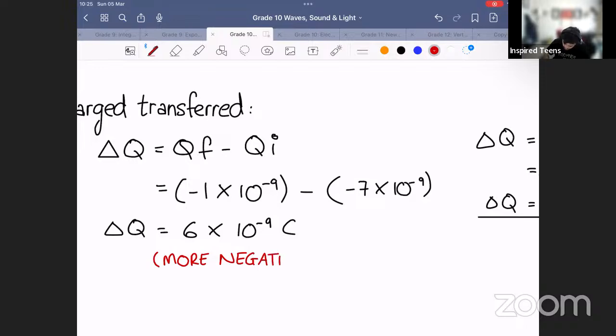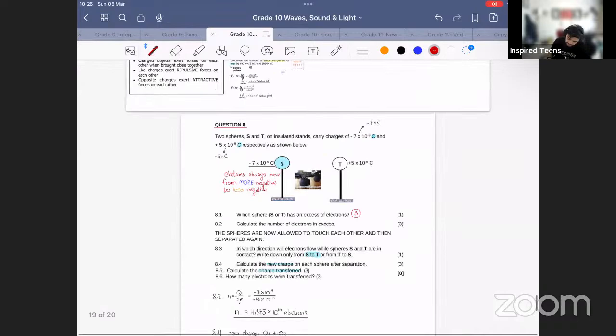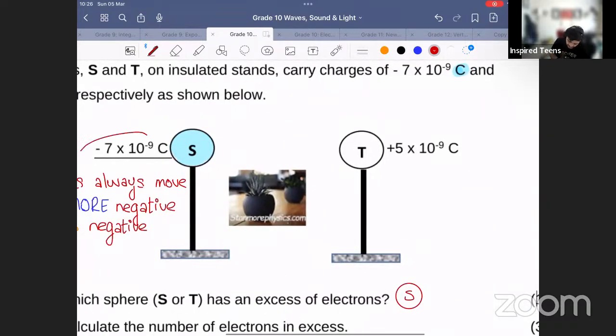Why is that so? Basically, see, this one is negative and this one is positive. So this one is the more negative and this one is the less negative. Remember what happens is S actually donates to T. Now, because S donates to T, S is losing electrons.